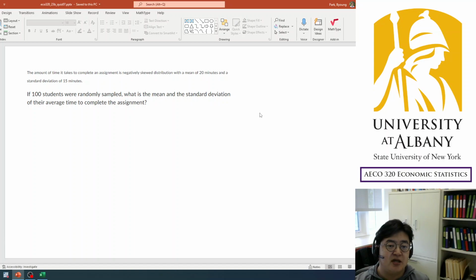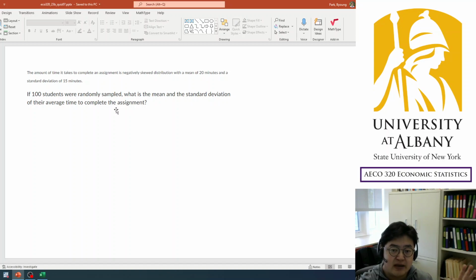The amount of time it takes to complete an assignment is negatively skewed distribution with a mean of 20 minutes and a standard deviation of 15 minutes. Right here, so I gave you mean and standard deviation of one single observation. Negatively skewed is actually not important. It is not useful in our solution. So let's think about that then. So this is for one student, and then we think about 100 students.